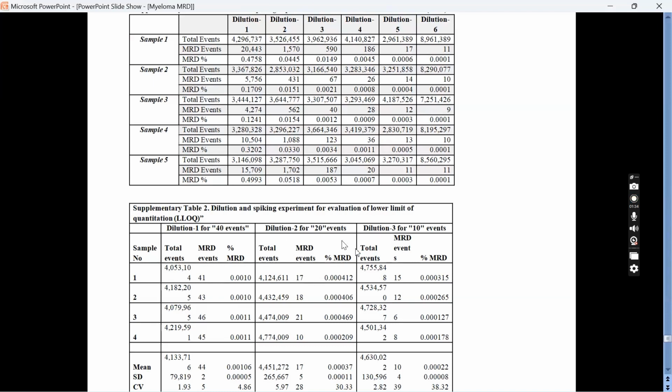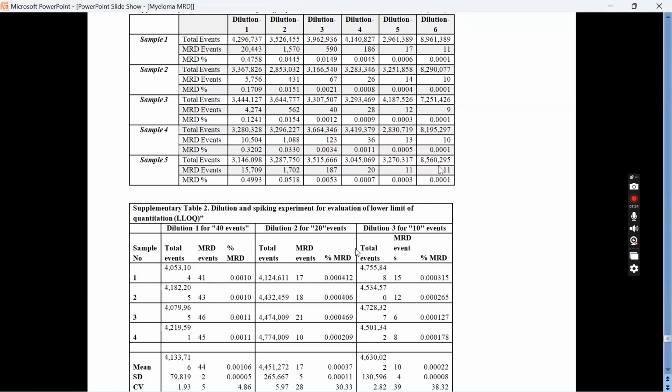Mostly labs are doing LOD, just diluting and spiking. Yes. And as you are correctly saying, if we are taking 50 events as LLOQ, then you need not do this. But if you want to challenge, this is done by one of India's premier labs, like this is from TMH. I have taken it from their paper. This is so tough.